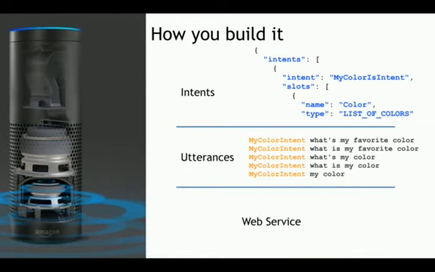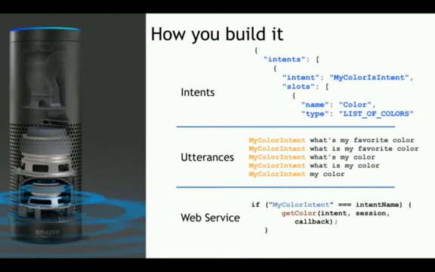And the third thing we need is our web service. And in the web service, at the most basic level, what we're doing is just waiting for a JSON object and then reacting to it. Within the JSON object, we'll have a value that is an intent, and that intent will match one of the intents we had as part of our intent schema, and we can react to it.